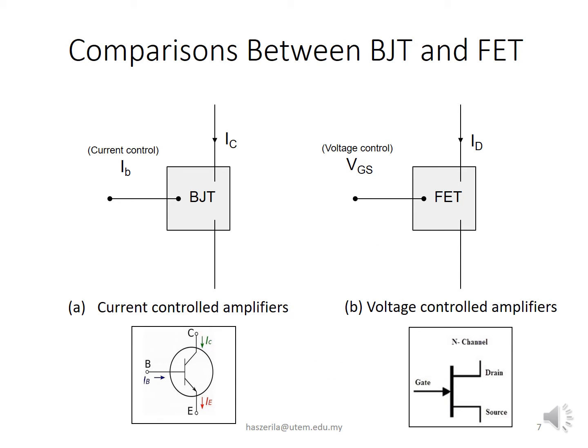Comparisons between the BJT and the FET in terms of electrical symbol. Figure A is for the current control amplifier BJT. So the BJT is controlled by the base current IB, and Figure B stands for the FET construction, which is controlled by the voltage VGS, the voltage from gate to source.